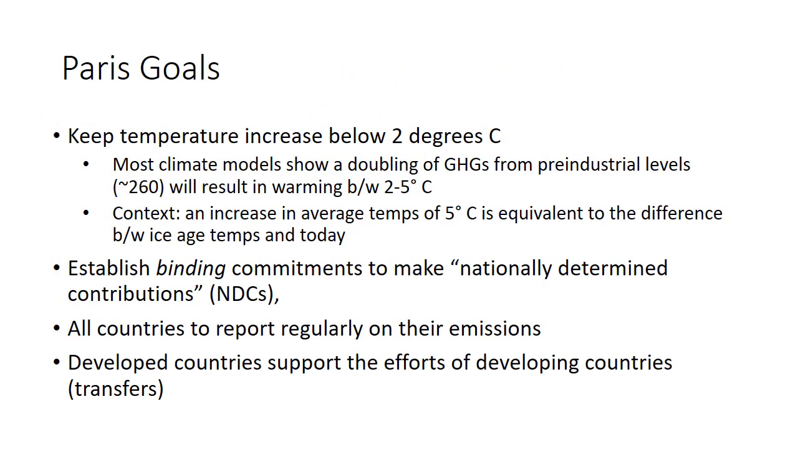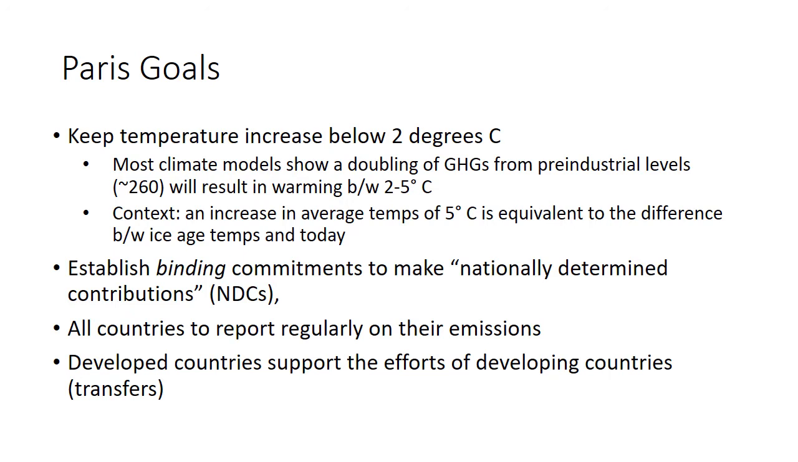The Paris goals would keep temperature increases below 2 degrees C. Most climate models show a doubling of greenhouse gas concentrations from pre-industrial levels. Those were roughly 260 parts per million. That doubling will result in warming of between 2 to 5 degrees centigrade. What does that mean?